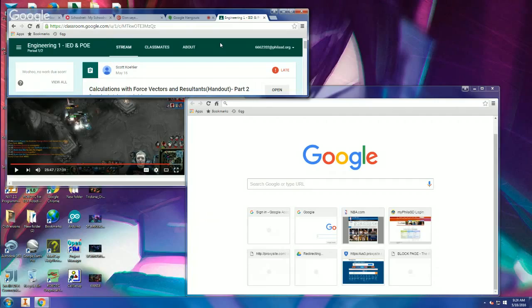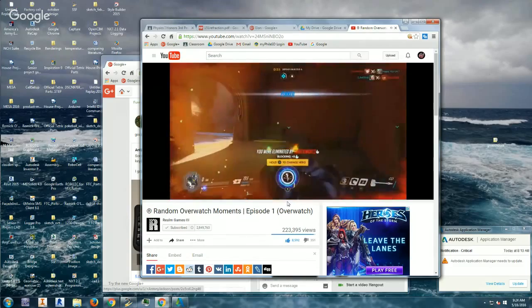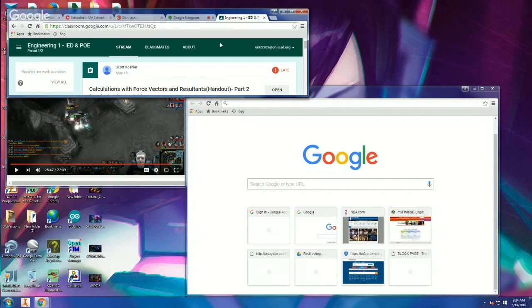Then we can just literally add and subtract the x components together, and the y components together.